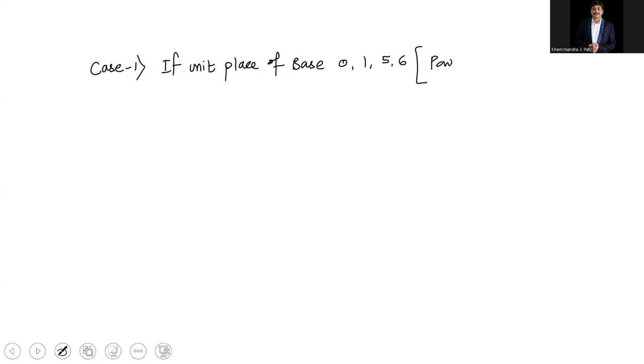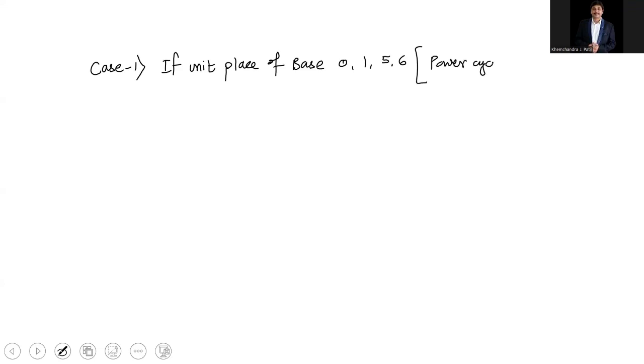So just write down case number one. In case number one, I'm taking if the unit place of the base is 0, 1, 5, 6, then this particular case is called the power cycle of 1.